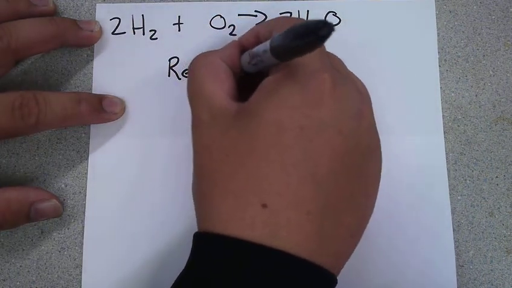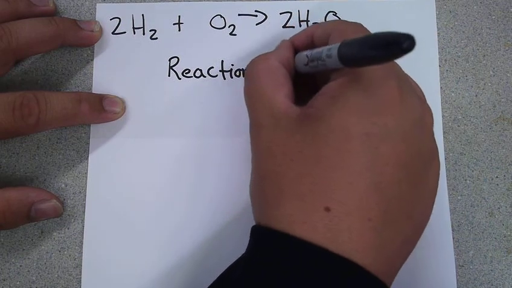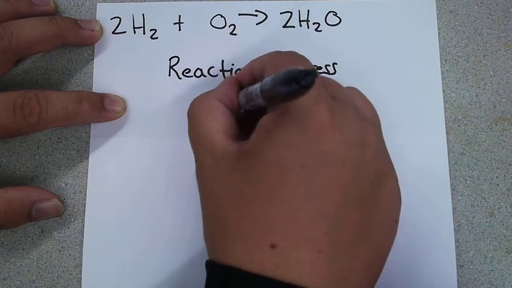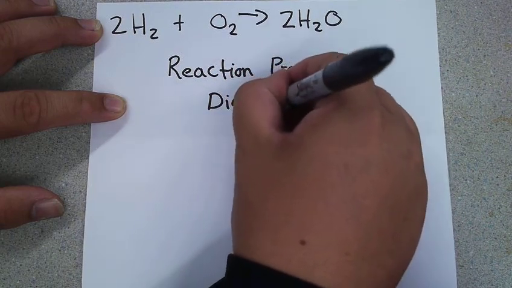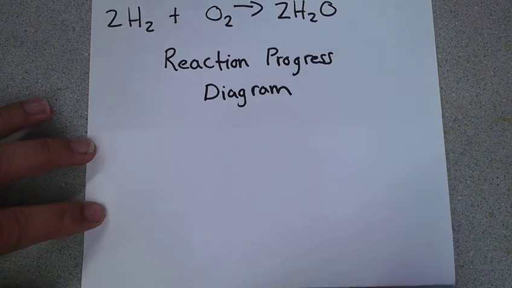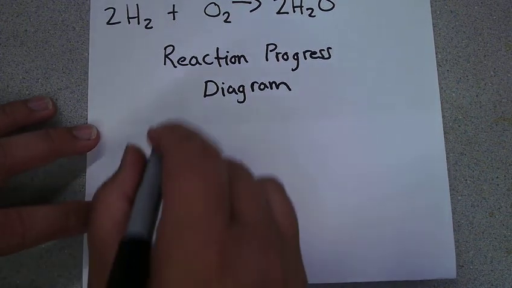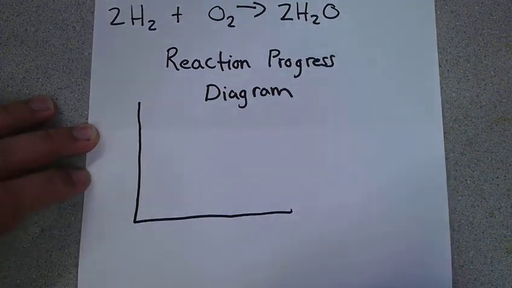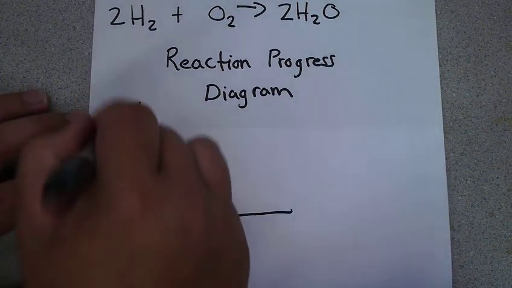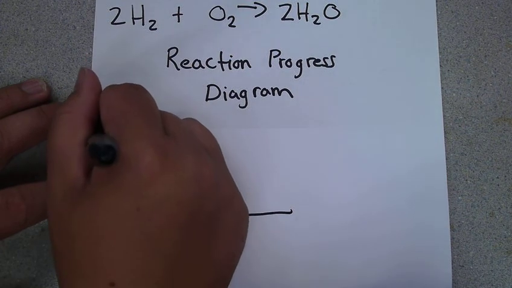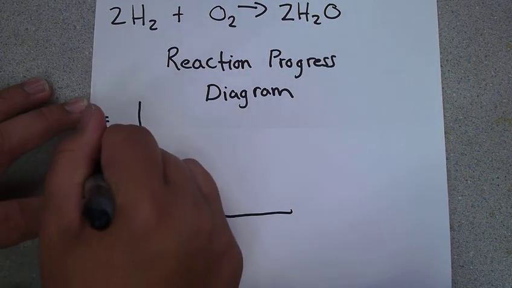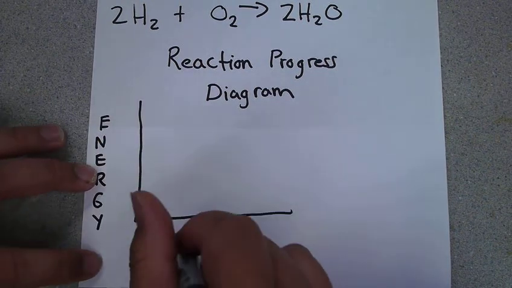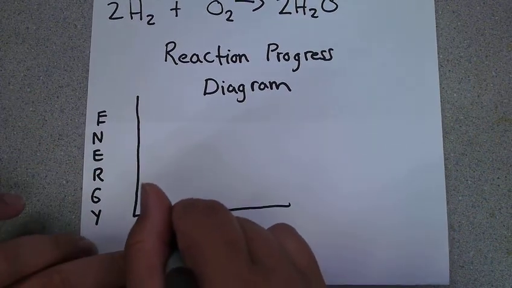So this is a reaction progress diagram. All right, our diagram is going to look like a graph. Don't freak out. Graphs are your friend. Okay, so there's our graph. On the y-axis, we're going to have energy. So write that on your y-axis. On the x-axis, we're going to have reaction progress.